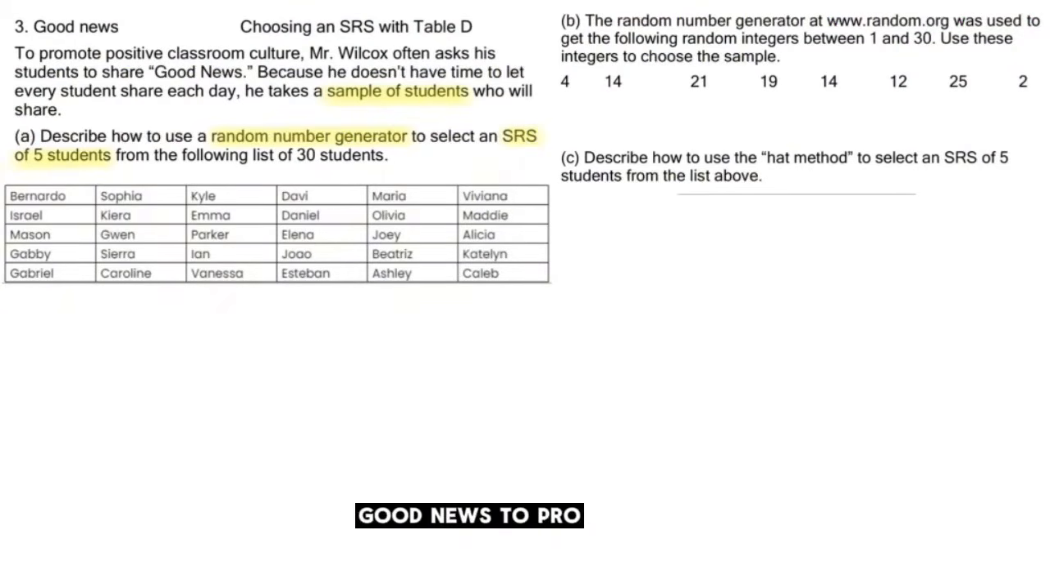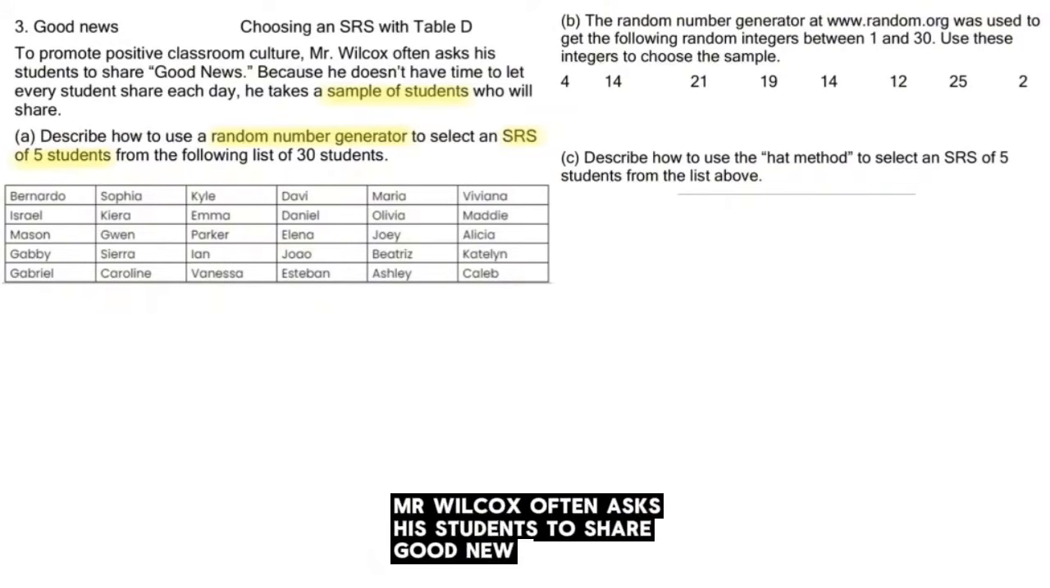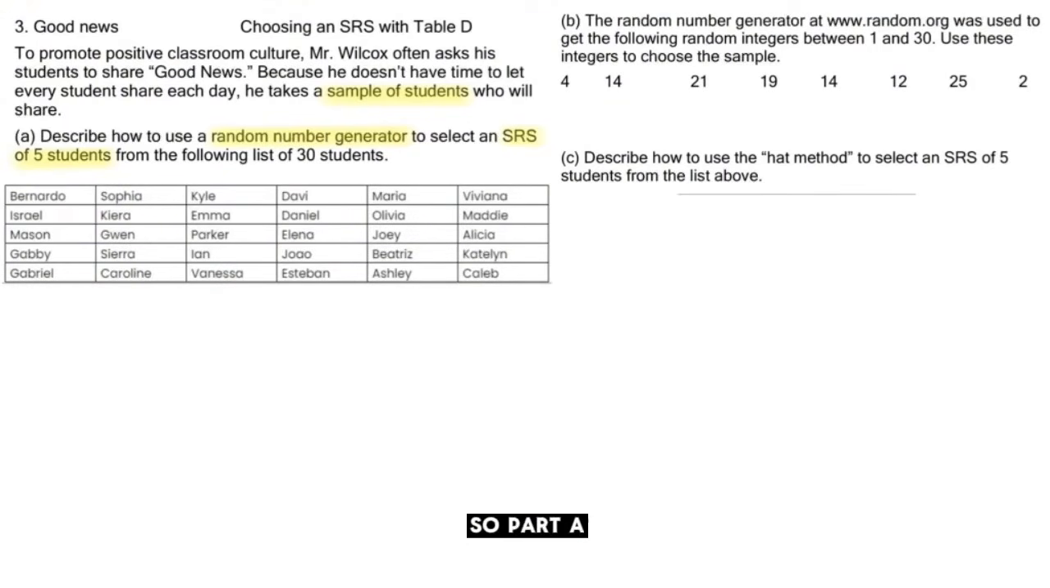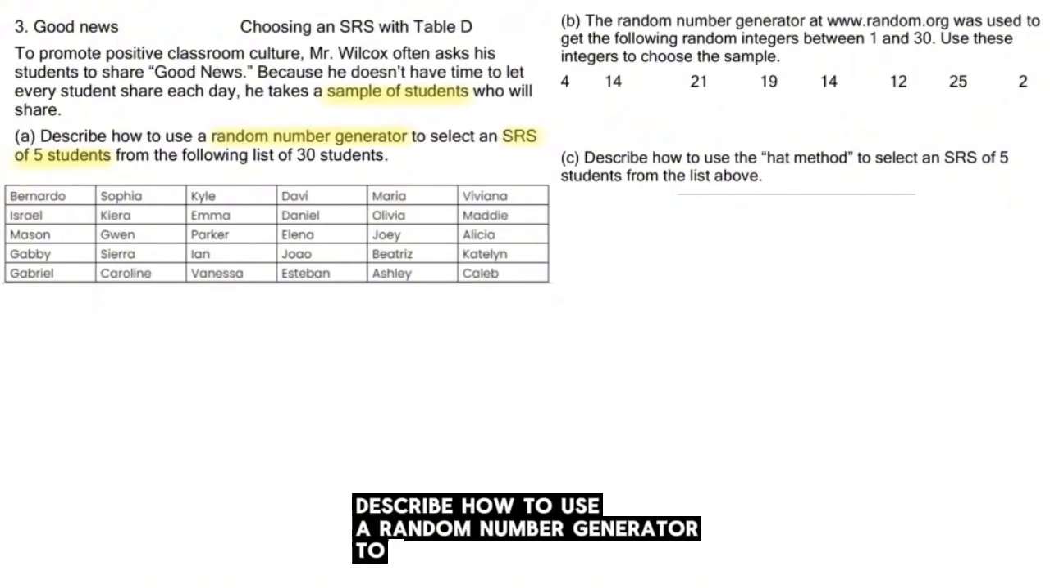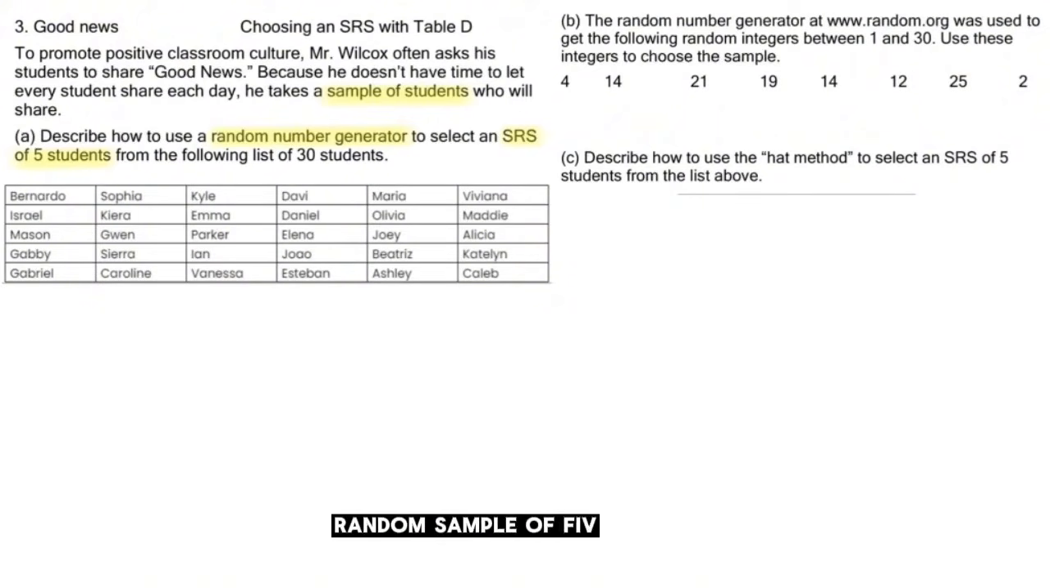Good news. To promote positive classroom culture, Mr. Wilcox often asks his students to share good news. Because he doesn't have time to let every student share each day, he takes a sample of students who will share. So part A, describe how to use a random number generator to select a simple random sample of 5 students. This is just doing what we were doing on the previous page.